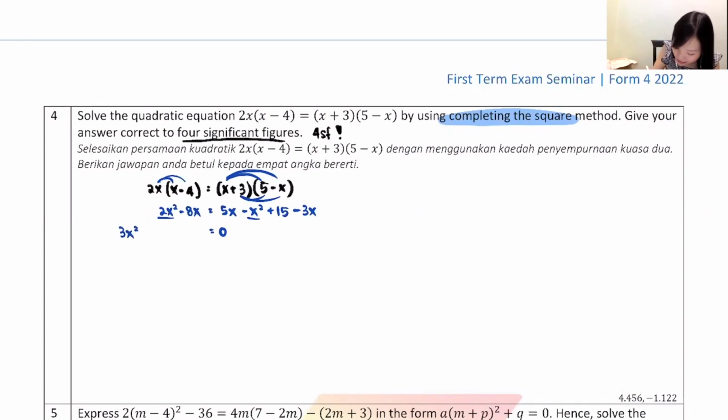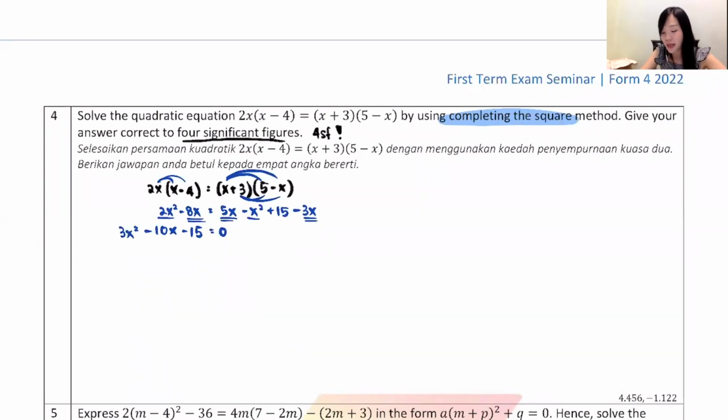Next is the x. See, this one x, this one x, this one x. Okay? So left side is -8x, plus 5, move it over -5. -3, move it over +3. Do you guys get -10x in the middle? And then the 15, move it over -15. Okay guys, I already get the general form. I know maybe you want to press calculator straight away to get the answer, but hold yourself. Why? Because they say must use completing the square.